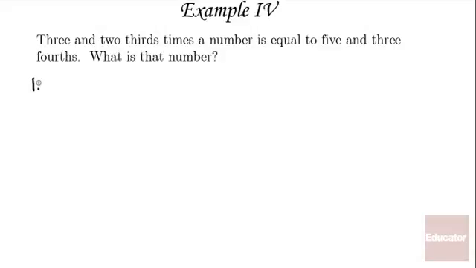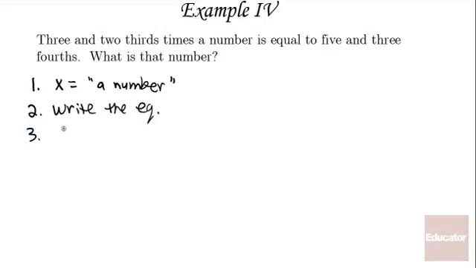First, I'm going to assign the variable, and it says a number. So I do have a variable, and I'm going to call it x. Let x equal a number. I've assigned the variable. I've got to then write the equation, and then I'm going to solve the equation. Okay, so 3 2/3 times a number is equal to. It tells me right here that this left side of the sentence is equal to the right side of the sentence. Now that I've found my equal sign, I'm going to start with the left side of the equation.